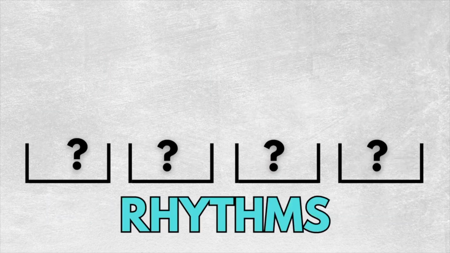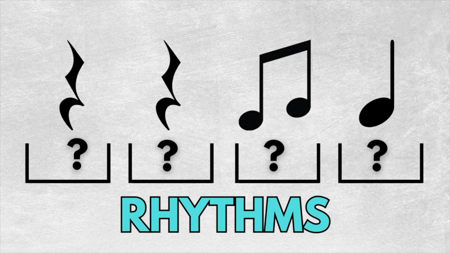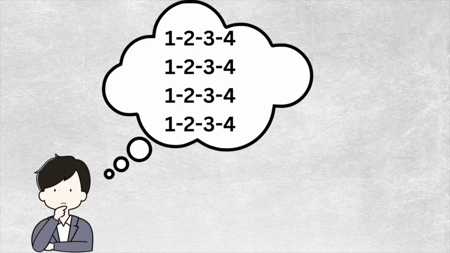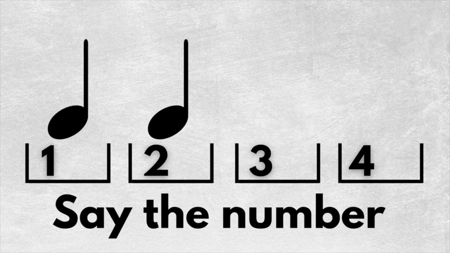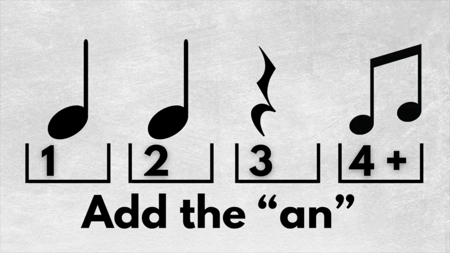This is all simple enough, but once you start combining these notes and rests into rhythms, it might require a bit of practice for the counting to become effortless. The most important thing is that you keep a running 4 count in your head. These steady beats will never move around, it's just that sometimes you say the beat number, sometimes you think the beat number, and sometimes you add an "and" after the beat number.